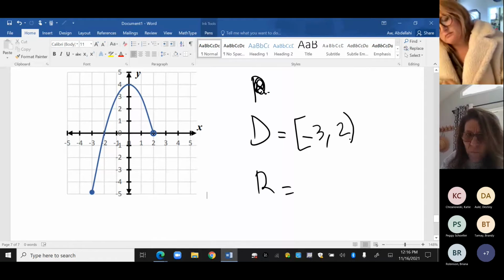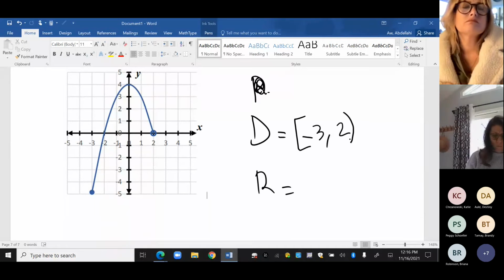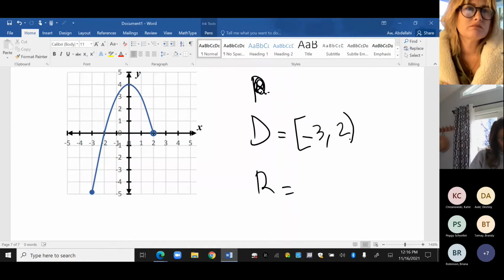Now the range: you go from bottom to top. Again, don't go from top to bottom. Don't write the top number and then the bottom number. You have to write the bottom number first and the top number last. Okay? What is the bottom y?